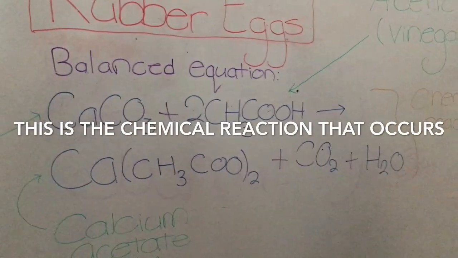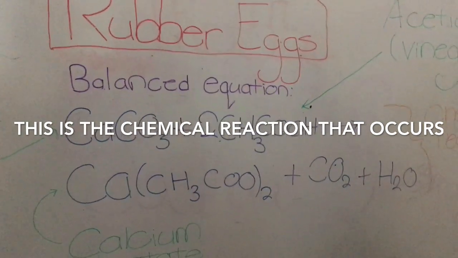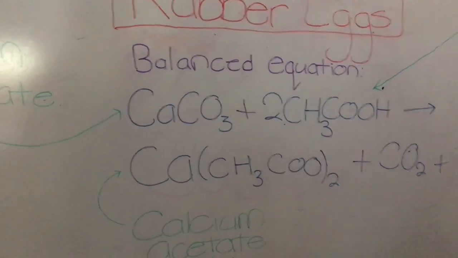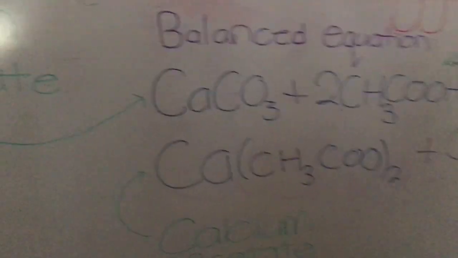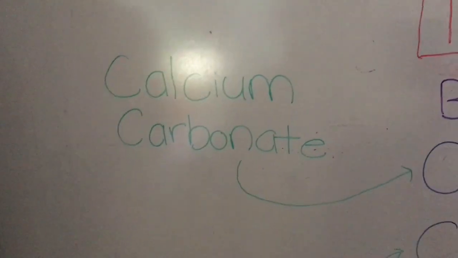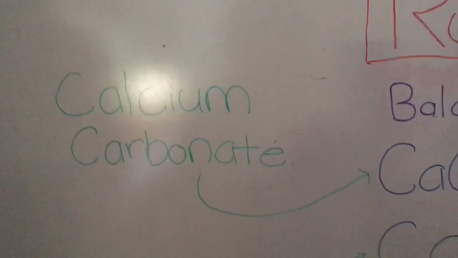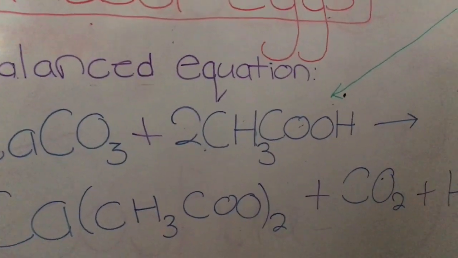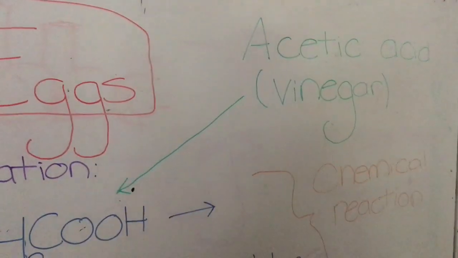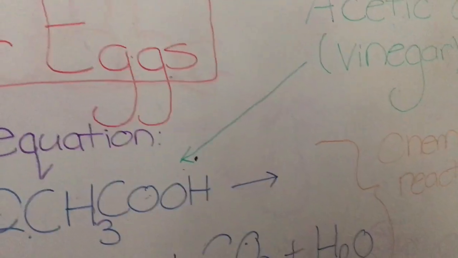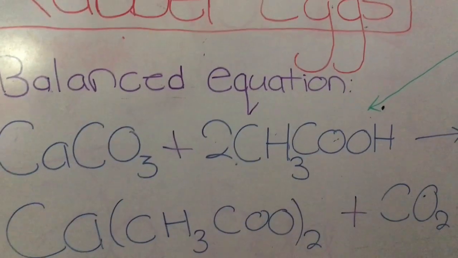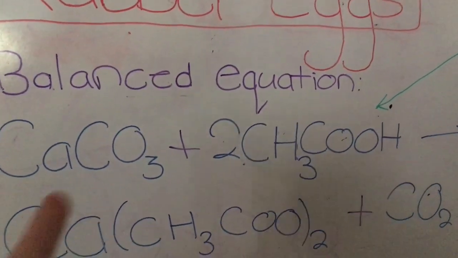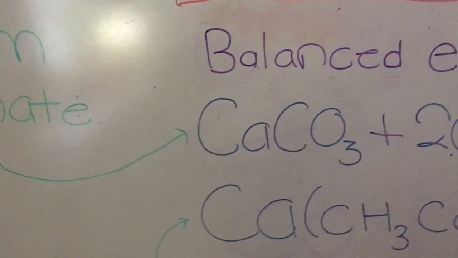Okay, so this is the chemical reaction of what's happening when the calcium carbonate shell is mixing with the vinegar or the acid. So we have our CaCO3, which is our calcium carbonate. This is what the eggshell is made out of. 2CH3COOH is the acetic acid or the vinegar. So this 2CH3COOH is what's dissolving the CaCO3.